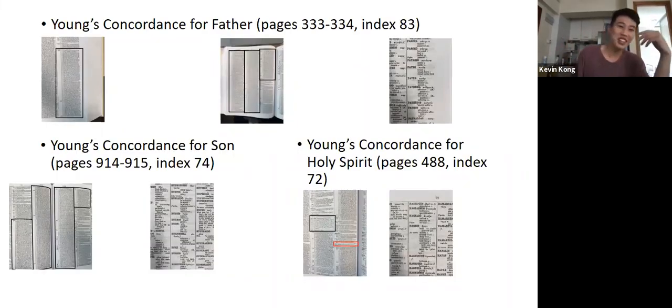So in Young's Concordance, the Father has, you can see it's sectioned out, and I boxed out the sections that I was referencing and reading and checking out. There's actually a lot to Father and Son throughout the Old Testament and the New Testament in Hebrew and Greek, which was a fair amount. Then I was just looking through the other ones, but those were the main chunks that I read. And then if you look at Holy Spirit, the red box, you can see this little red box that was boxed out for you.